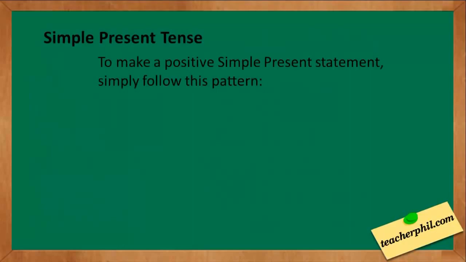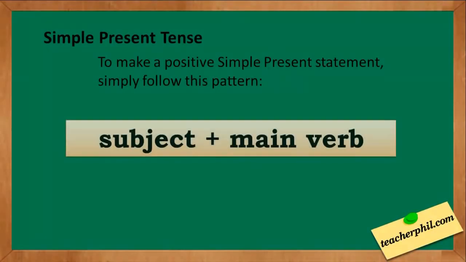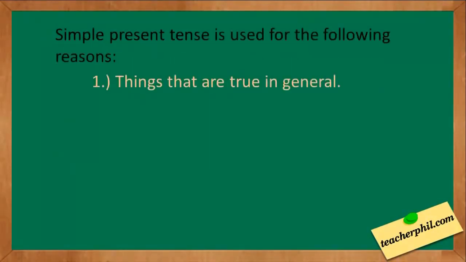To make a positive simple present statement, simply follow this pattern. Subject plus main verb. Simple present tense is used for the following reasons. Number 1, for things that are true in general.